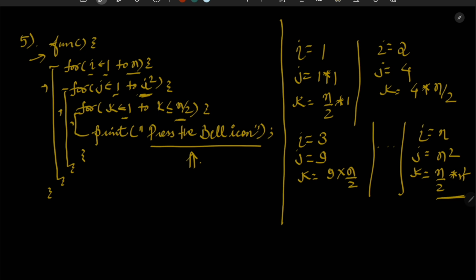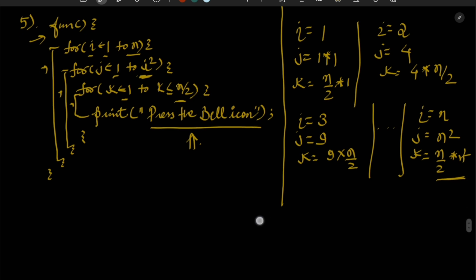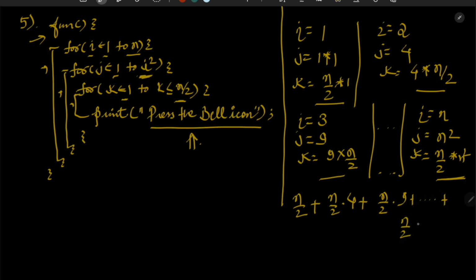So what we want is to find the total number of times this thing is getting printed, and in order to do that we will be adding these values, which is this value, this value, this value, and so forth, and this value. So let's do it. So we have n by 2 plus n by 2 cross 4, then we have n by 2 cross 9 dot dot dot n by 2 cross n square.